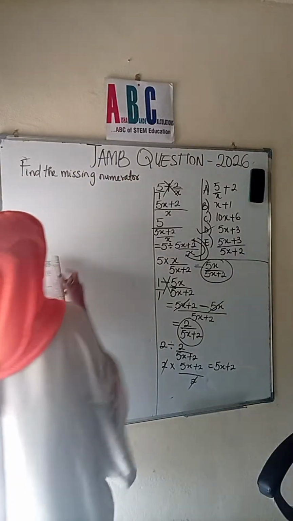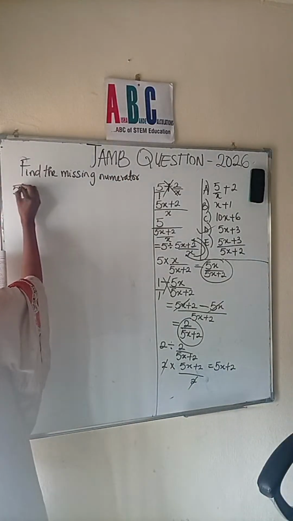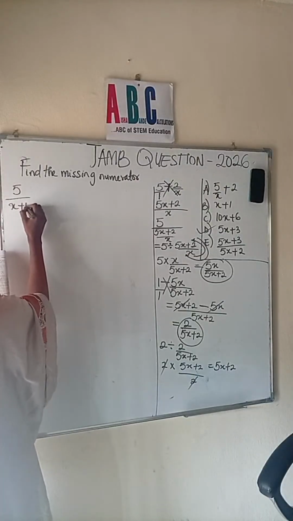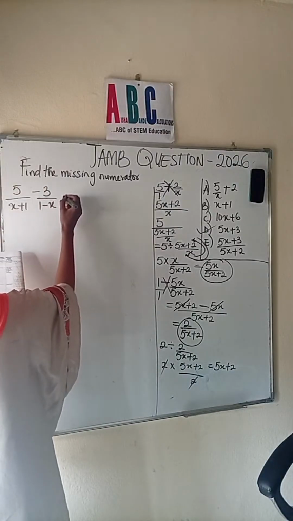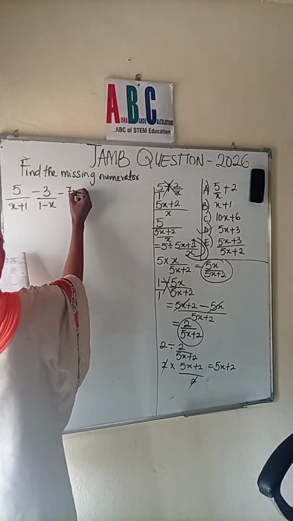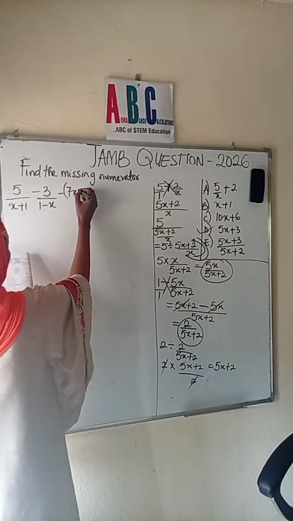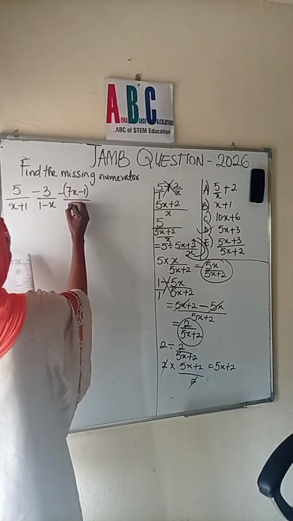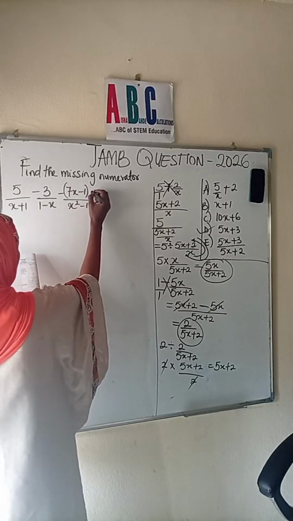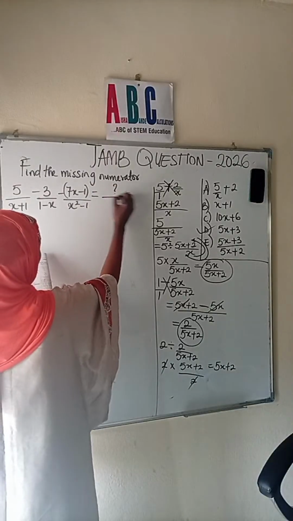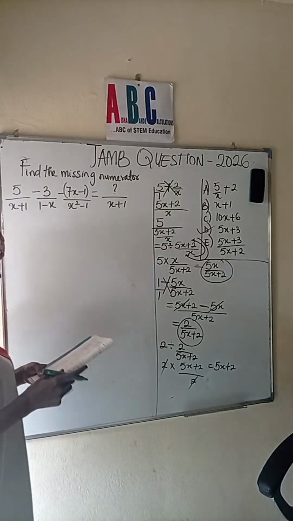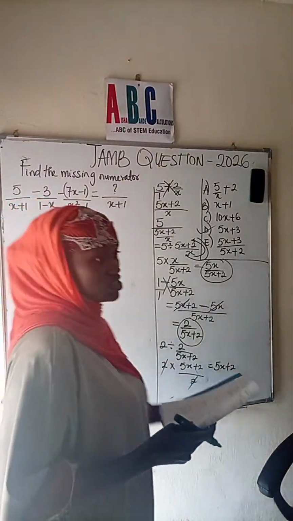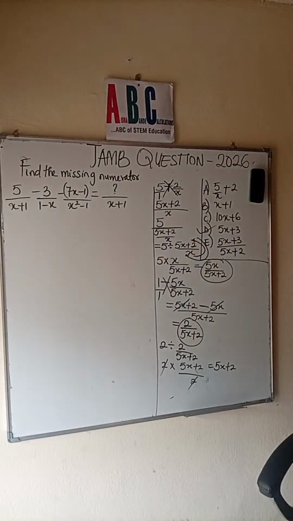Find the missing numerator. We have 5 over x plus 1 minus 3 over 1 minus x minus 7x minus 1 over x squared minus 1 is equal to a question mark here all over x plus 1. So a value here is missing at the numerator. Guys, do you want the options?